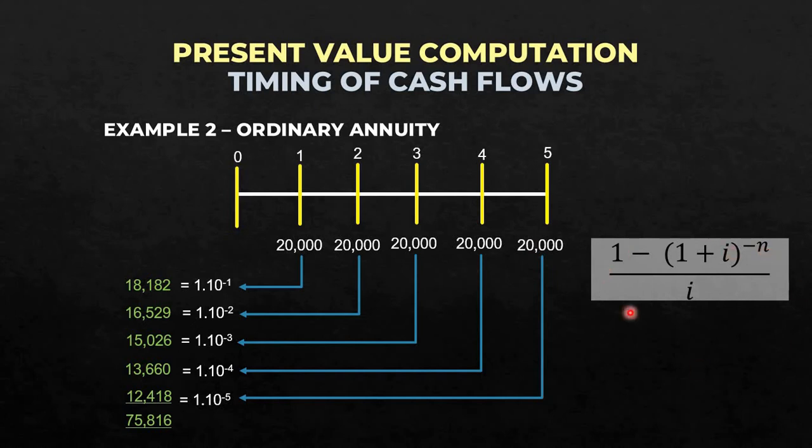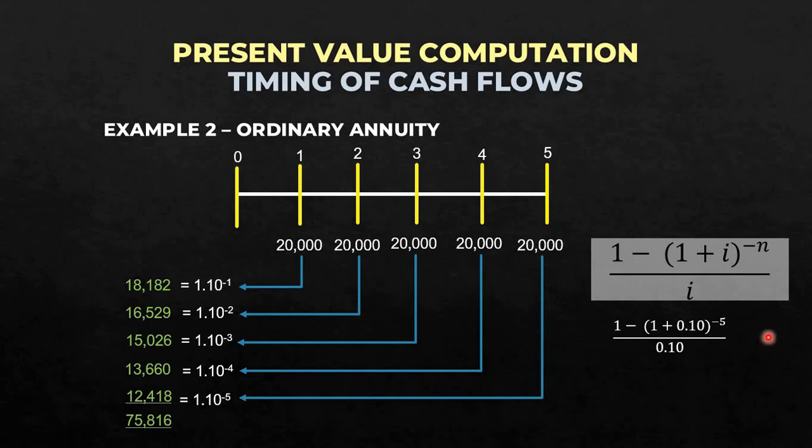Since ito ay isang formula lamang, yung n natin dito is yung number of compounding period for the whole term. Unlike dito sa formula natin kanina, yung n dito is yung number of compounding period until ma-receive natin yung future cash flow na yun. Pero dito, when using this formula, ang n natin is the number of compounding period for the whole term na. Kapag isa-substitute na natin yung mga variables, ang ating formula is 1 minus 1.10 raised to negative 5 divided by 0.10. Again, ang annual interest rate natin, yun yung interest rate per compounding period since ang compounding period natin is on annual basis.